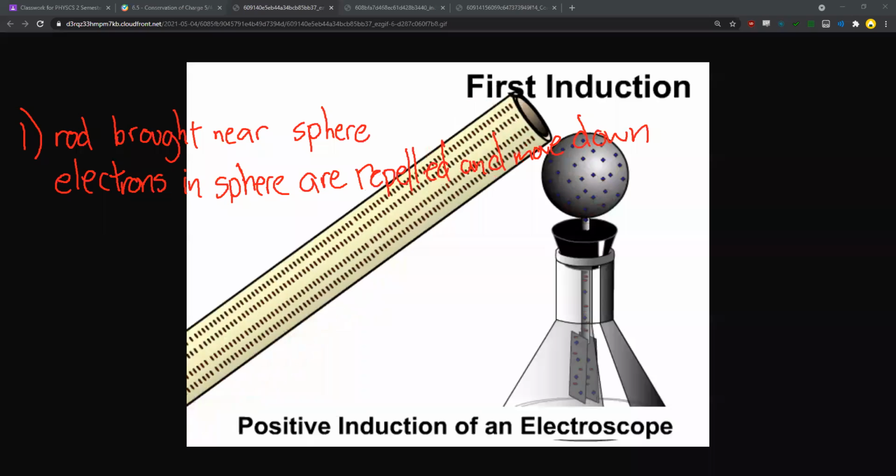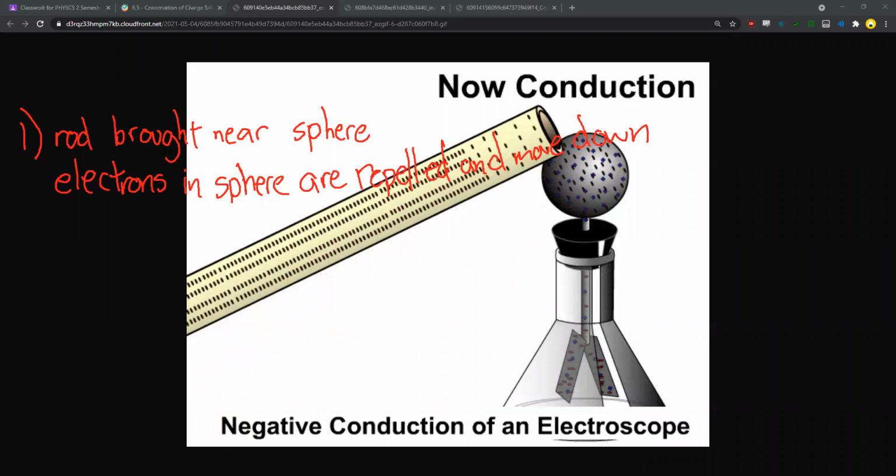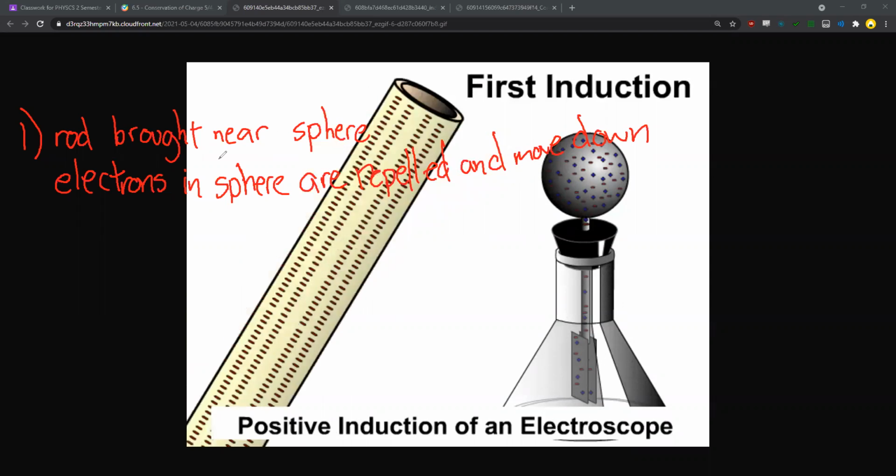The main thing is whether or not you're thinking. I don't care if your answers are correct or wrong. Rod brought near sphere. Electrons in the sphere are repelled and moved down.